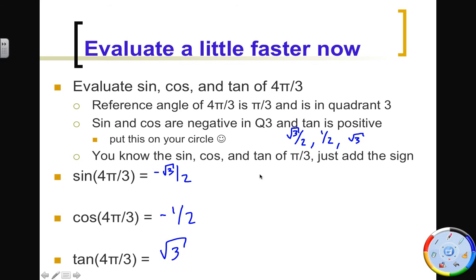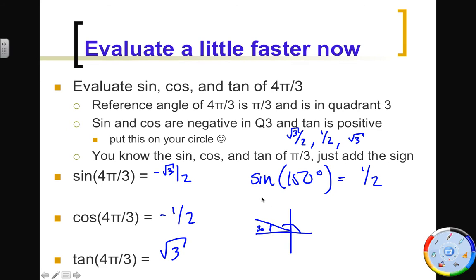We could do anything in here. If I said, hey, what's the sine of 150 degrees? Well, you think about it, 150 is right here, which means the reference angle over to 180 is 30. Well, I know the sine of 30 degrees is 1/2. And in quadrant 2, sine is positive, so it's 1/2. Notice how fast that was. And then you get to the point where you don't have to draw the picture anymore.